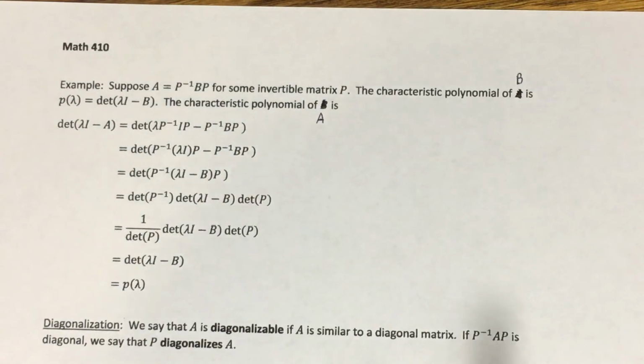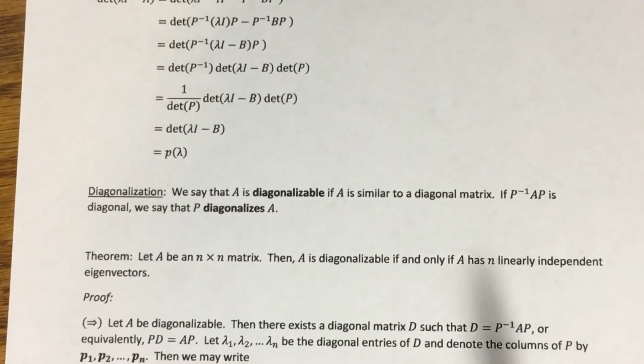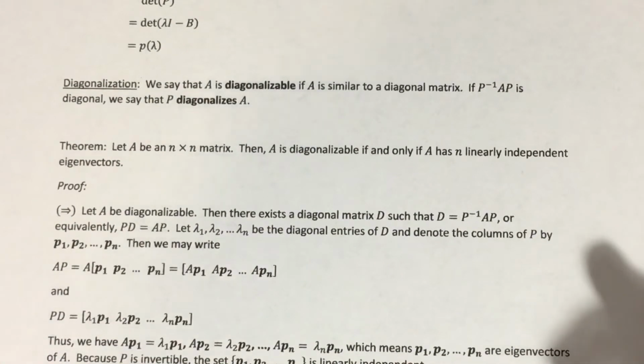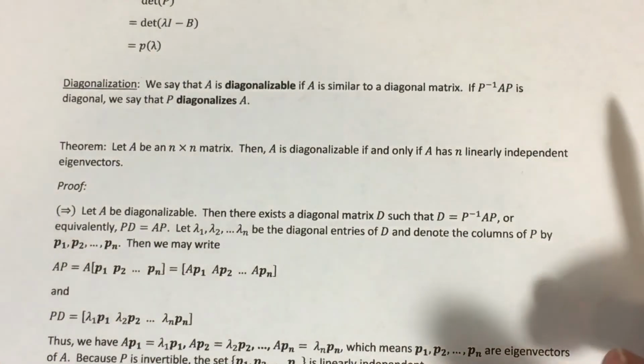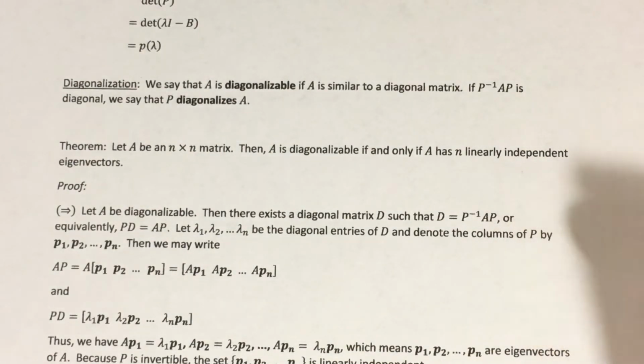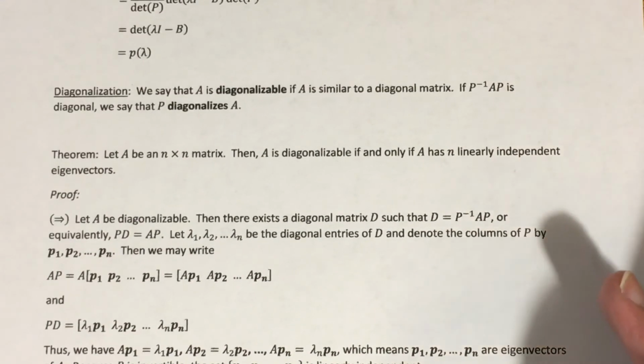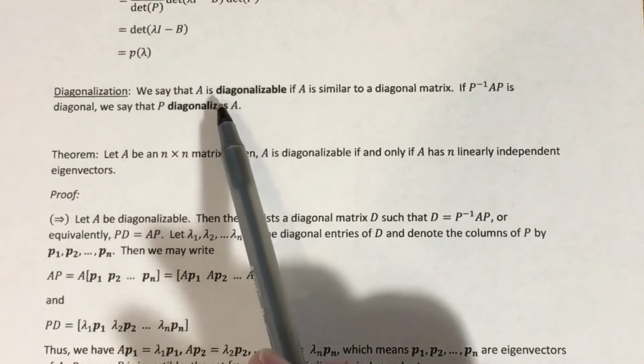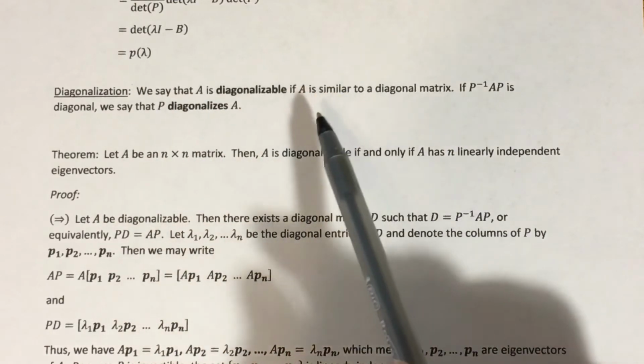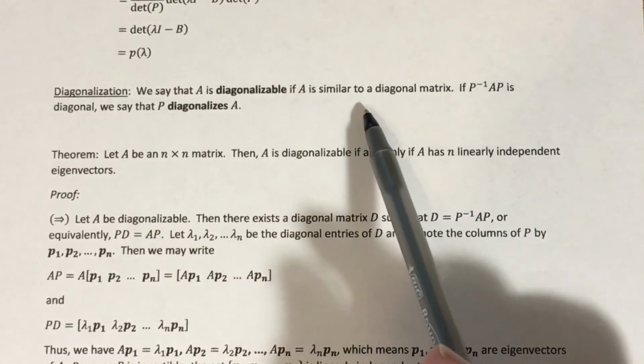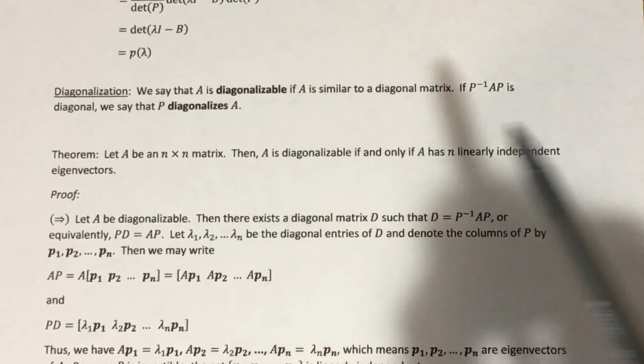Okay, so the last thing I want to do for this video, and then we'll get more into some examples in the next video, is talk about the term diagonalizable and what it means to diagonalize a matrix. That's the main topic for this section. So we say that A is diagonalizable if A is similar to a diagonal matrix.